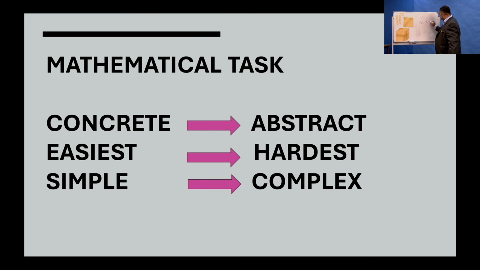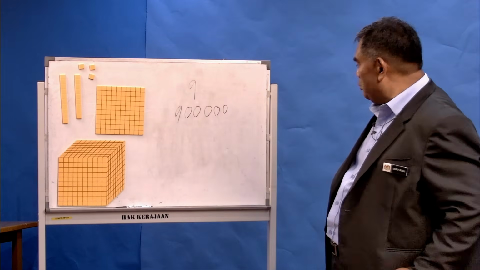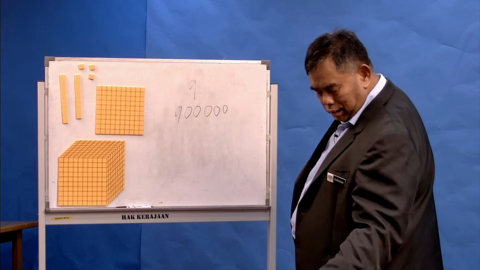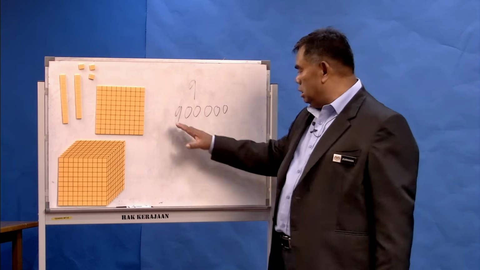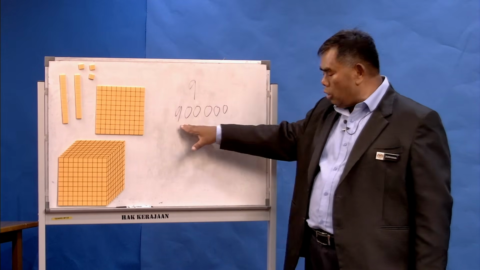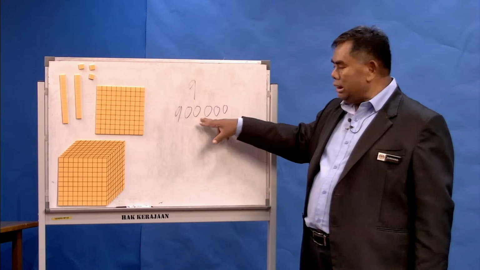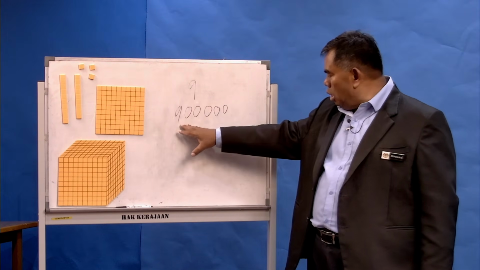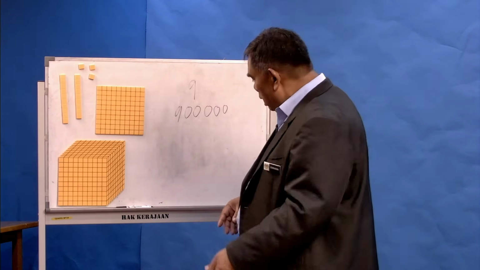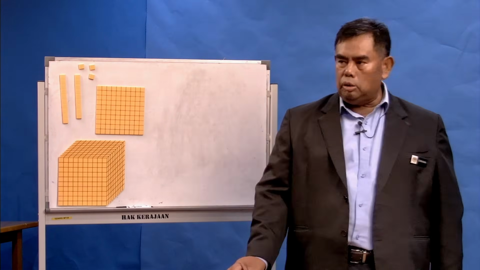But if I have 900,000, how do I represent that in concrete material? Maybe there is not enough space to bring 900,000 Lego. So the student needs to understand the concept of number, to understand the meaning and the value of 900,000. This is an example of going from concrete to abstract.